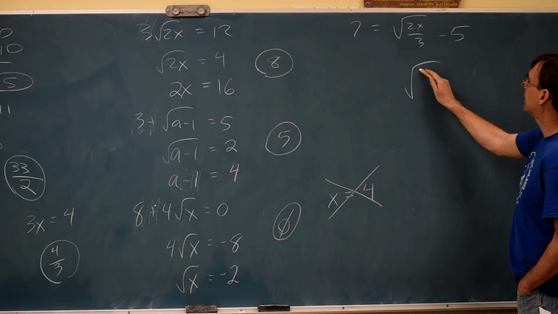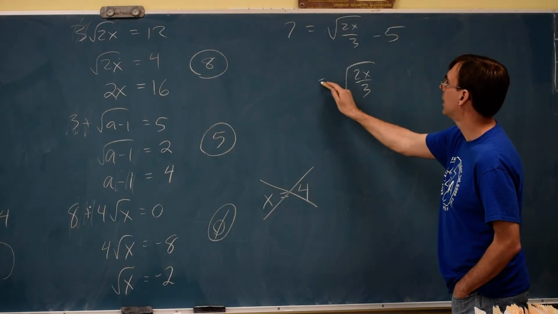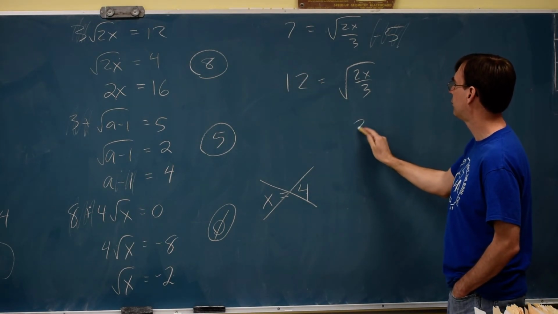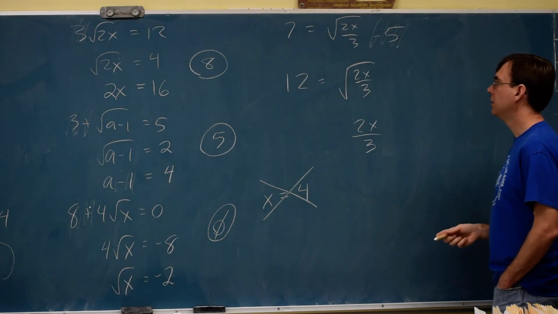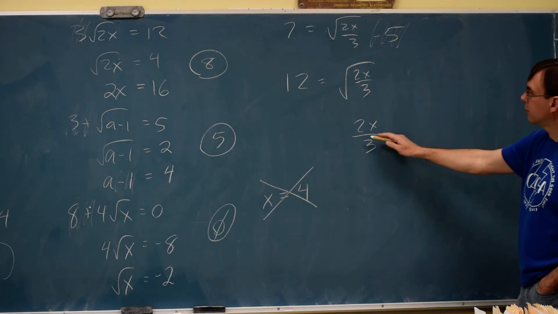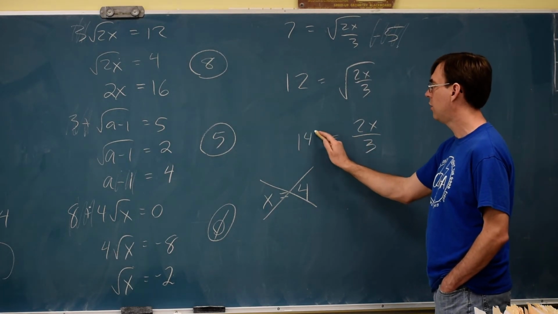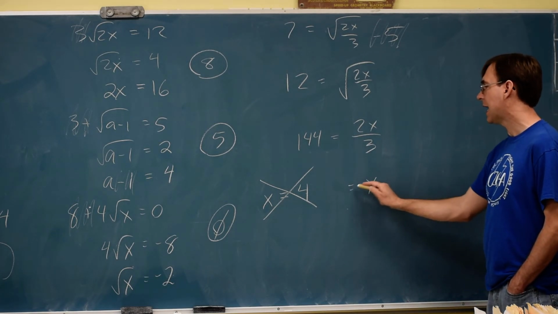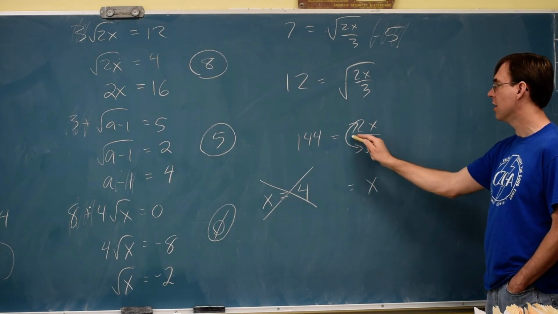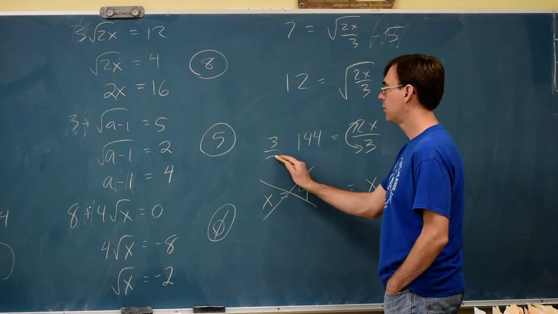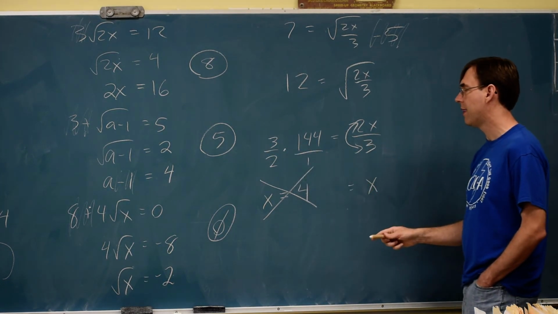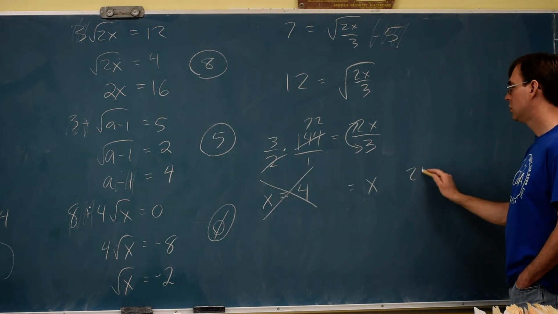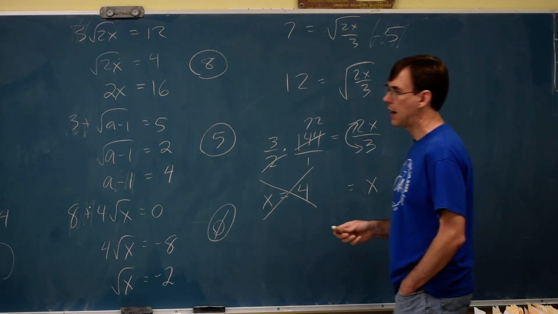Last one, to get this radical alone, I would look to add the 5 to get a 12. When I do my squaring, that gets rid of the root sign. 12 times 12 is 144. To get the x alone, there's a fraction here. I need to get a flip going. 3 over 2 has to multiply that. You could do a cancel. 216 is what should turn out on that one.